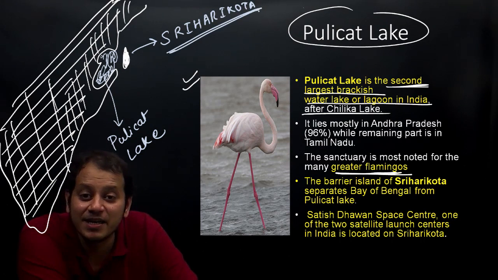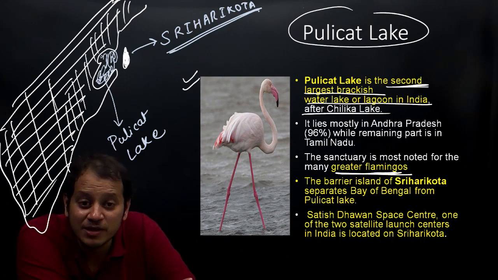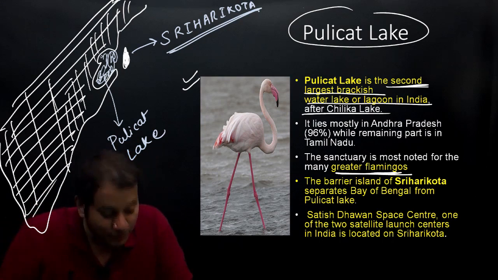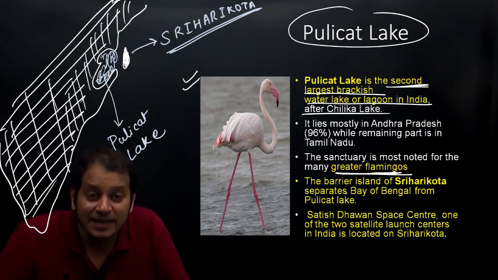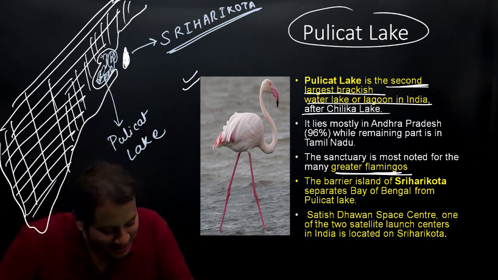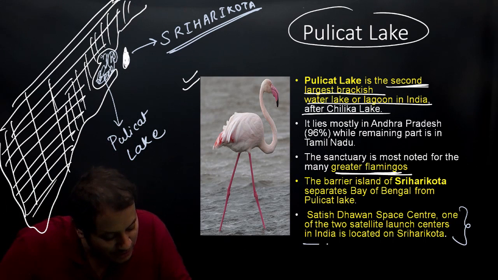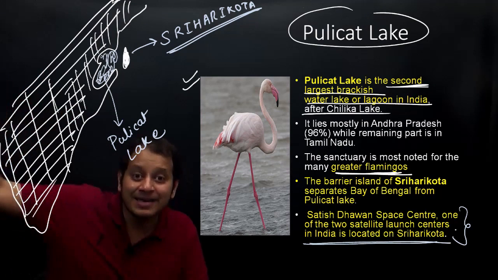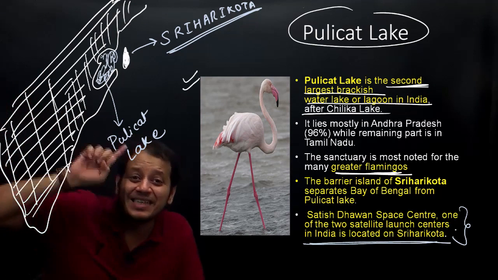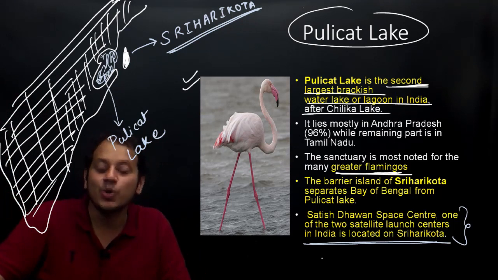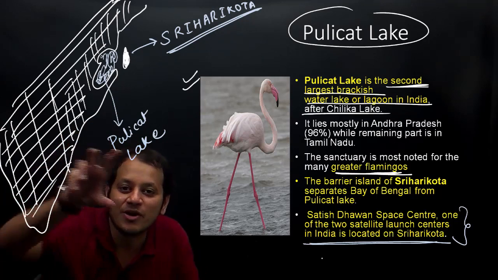Such an island which lies across the mouth is known as a barrier island, and therefore the fourth point is the barrier island of Sriharikota separates the Bay of Bengal from the Pulicat Lake. And what is the importance? Satish Dhawan Space Center, one of the two satellite launching centers. One satellite launching center is Thumba, Kerala, western coast, while the other is the Satish Dhawan Space Center. It is located across the Pulicat Lake on the Sriharikota Island.